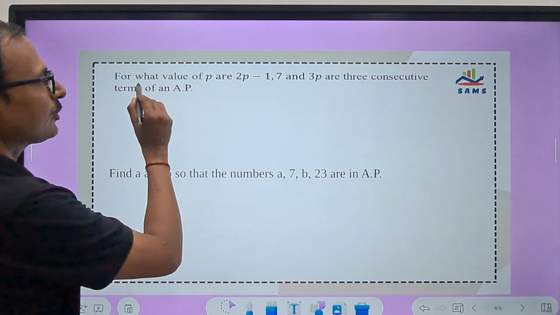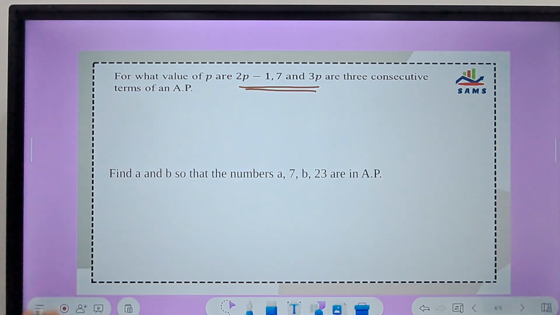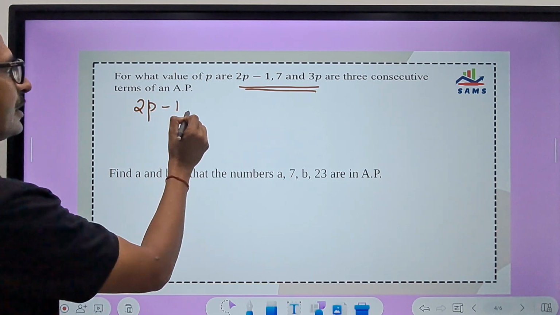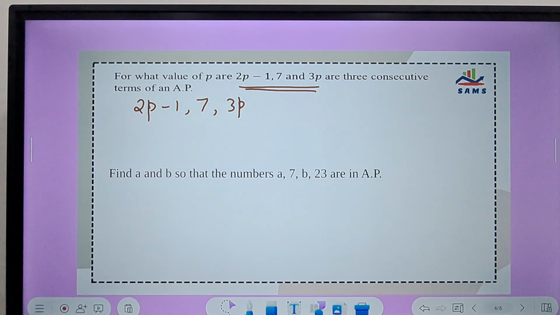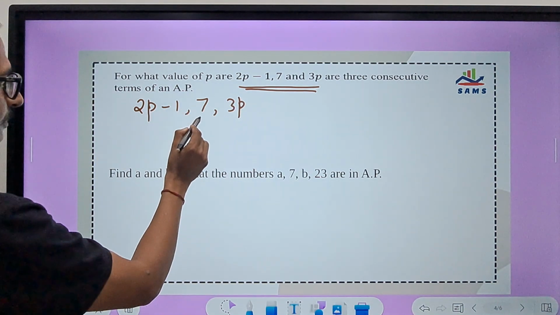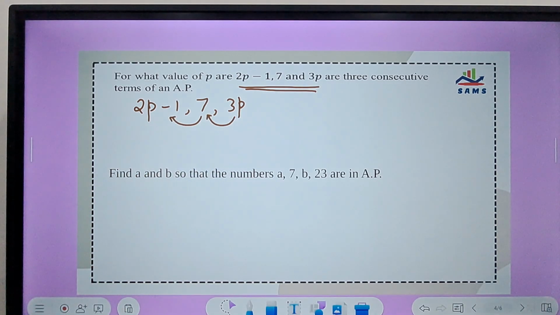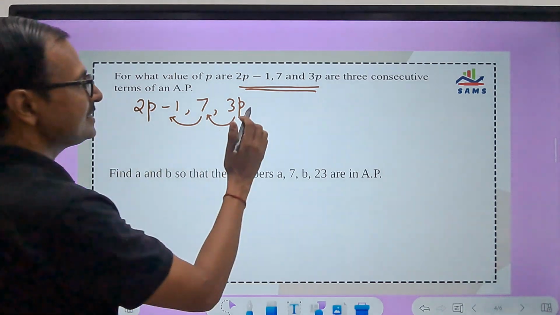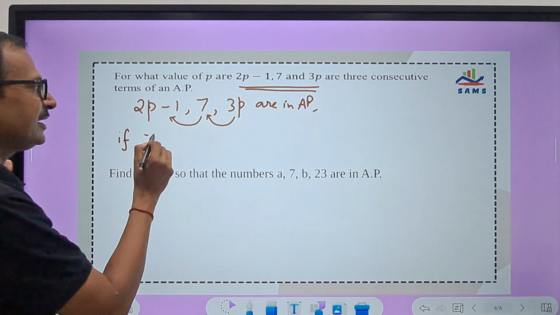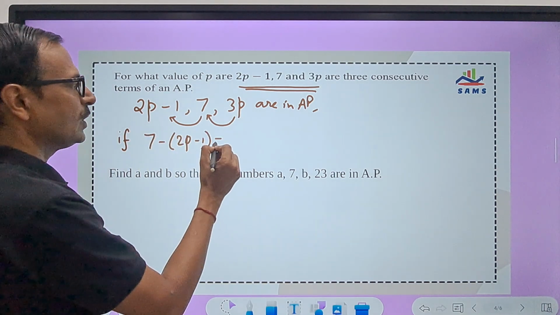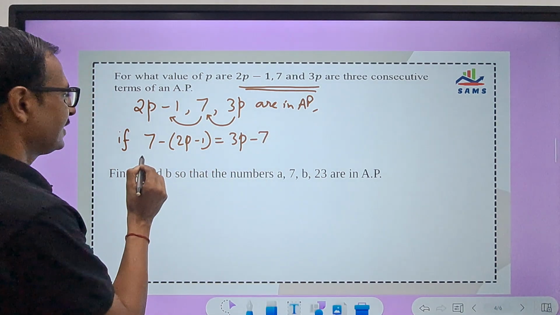Now look at this. For what value of P are these three consecutive terms of an AP? If I say 2P minus 1, 7 and 3P are consecutive terms of an AP, then there has to be a relationship between these three terms, right? If I subtract like this or like this, the difference has to be constant, and these three are in AP if second term minus first term is equal to third term minus second term. See, right?